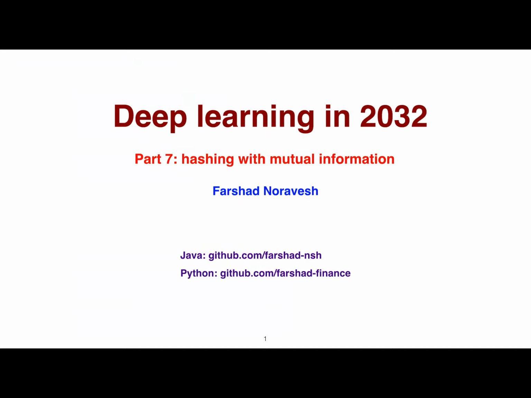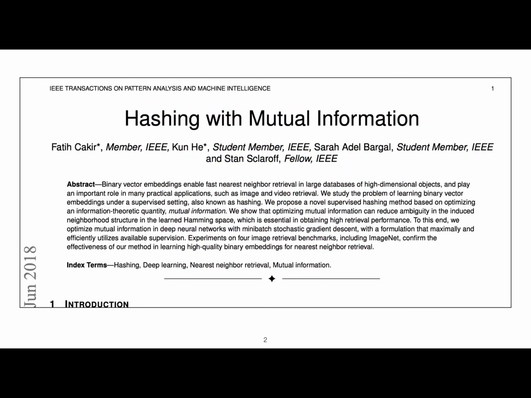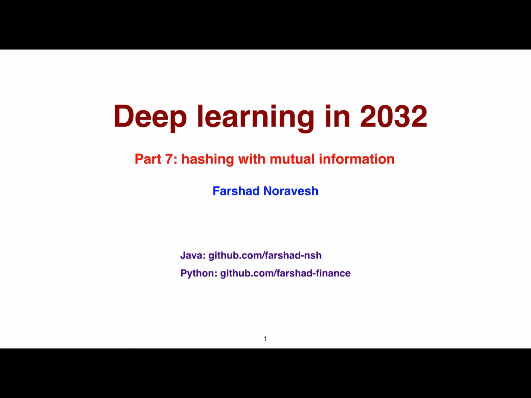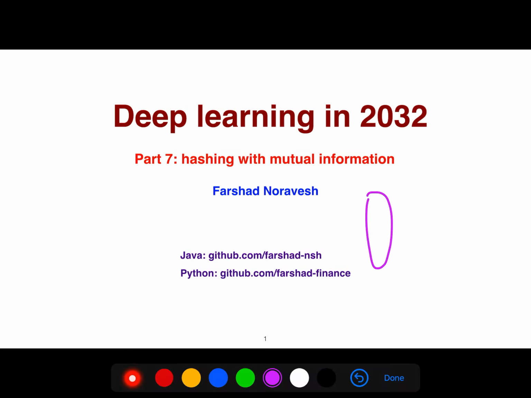Let's talk about hashing with mutual information. Future neural networks should appear like this because, in semantic hashing, we use it for information retrieval, and so here this layer is binary, and it can be proved that it could lead to better generalization. So that's why I really care about hashing with mutual information.